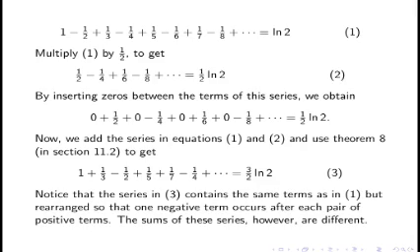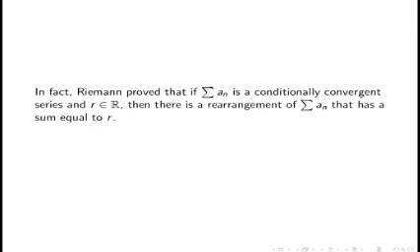Very interesting. And so it turns out that this can always be done. Bernard Riemann, also a famous mathematician who lived in the 1800s, proved that if the series an is conditionally convergent and R is any real number, then you can find a rearrangement of the sum of an that has the sum equal to R.